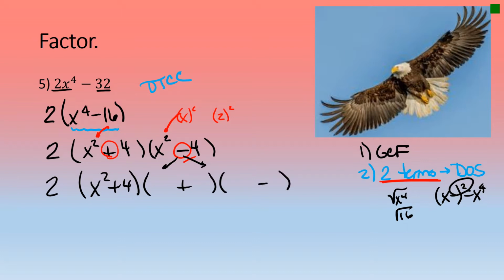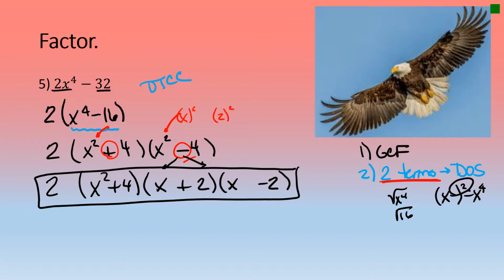So what's the square root of x squared? X. And what's the square root of 4? 2. I am finally done. We had to soar like an eagle to get all the way to the end of that one.